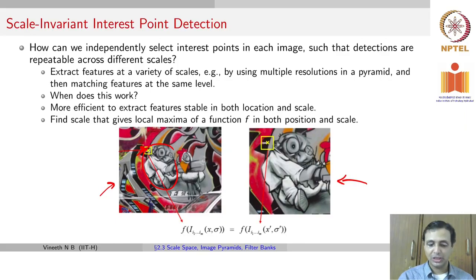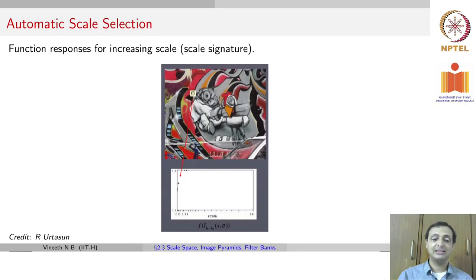Right? So we want to find a function f, which gives you a maximum at both x and sigma, where sigma is denoted as the scale of the image in this context. And the way we're going to go about doing it is we compute your scale signature. In this case, it could be the Harris-Cornyn measure at that particular point for a particular scale. And let's say that particular point has a particular Harris-Cornyn measure, which is plotted on a graph.